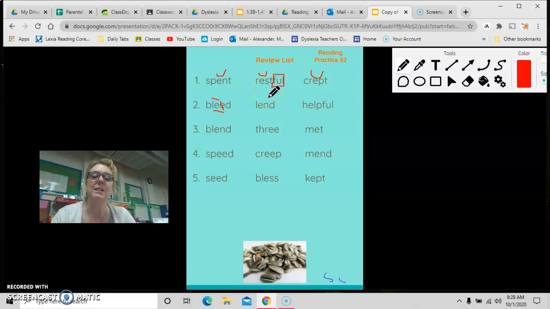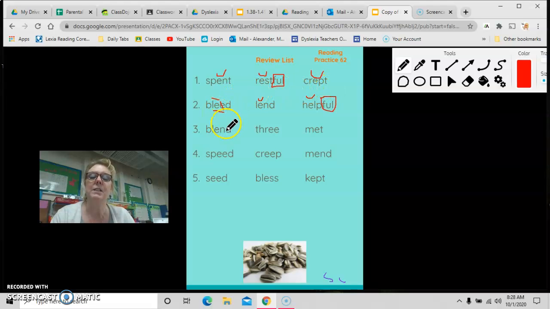Okay, what kind of syllable is this? Closed. Whoa! The whole word doesn't need a breve. Breves just go above the vowels. There we go. Now read that word. Lend. Oh, what do you see in this word? You see the suffix right away. What kind of syllable is this? Closed. Mark it with a breve. Read that word. Helpful.